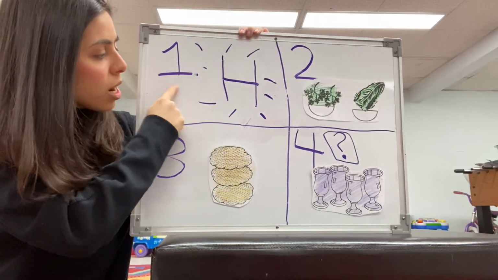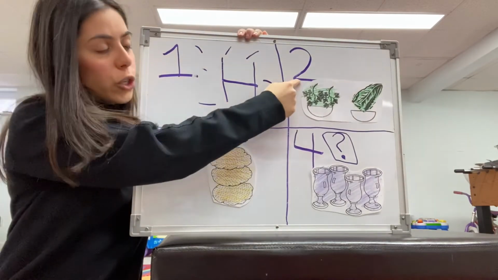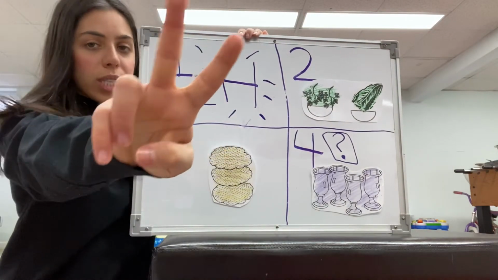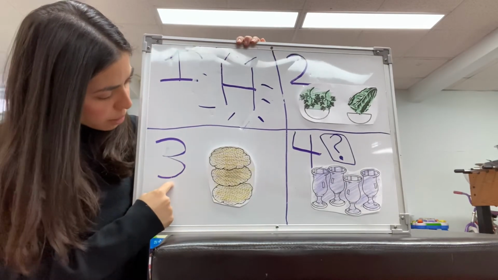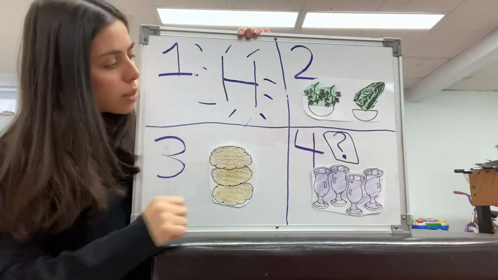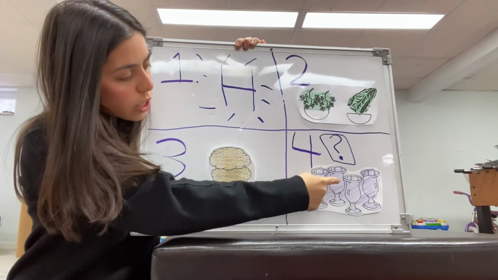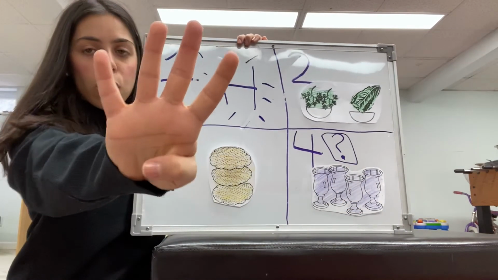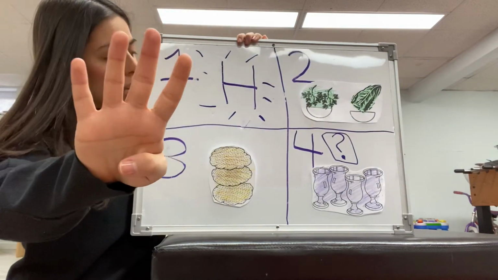1 is for Hashem. 2, we dip 2 times. 3, 1, 2, 3 matzot. 4, 1, 2, 3, 4 cups of wine or grape juice, or 4 questions.